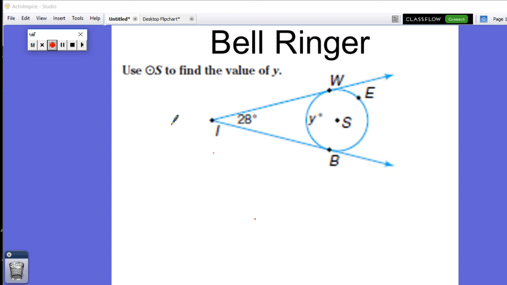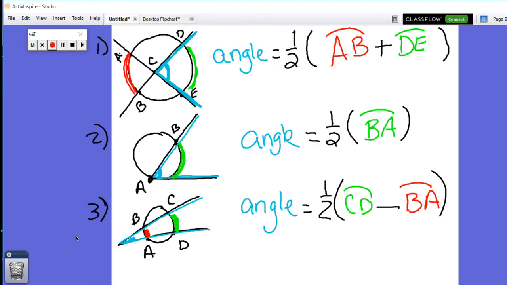So like I was saying, I'm going to color code it so that you guys can use the formulas that we just wrote down. So my angle is going to be in blue. Then I also am looking at the biggest intercepted arc, which is going to be in green, and the small intercepted arc, which we have in red. So let's look at our formulas really fast, just a little refresher.